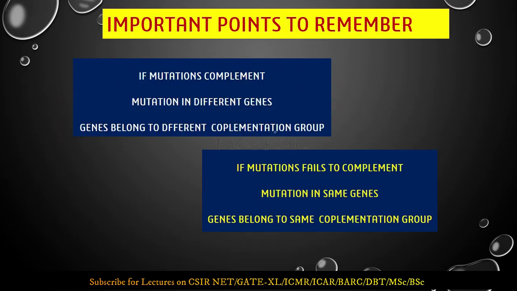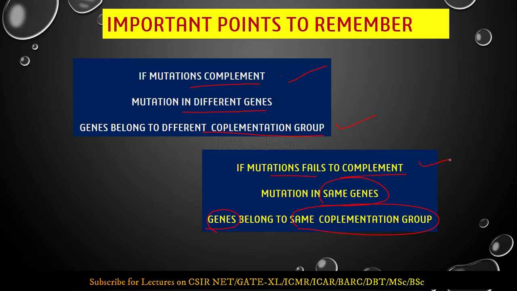Let's get started. Before solving some questions on complementation test, we have to remember some points. The first point is, if mutations complement, that means the mutations are in different genes, and those genes belong to different complementation groups. If mutations fail to complement, that means the mutations are in the same gene, and those genes belong to the same complementation group. If mutations complement, they belong to different complementation groups. If mutations fail to complement, then those genes belong to the same complementation group.